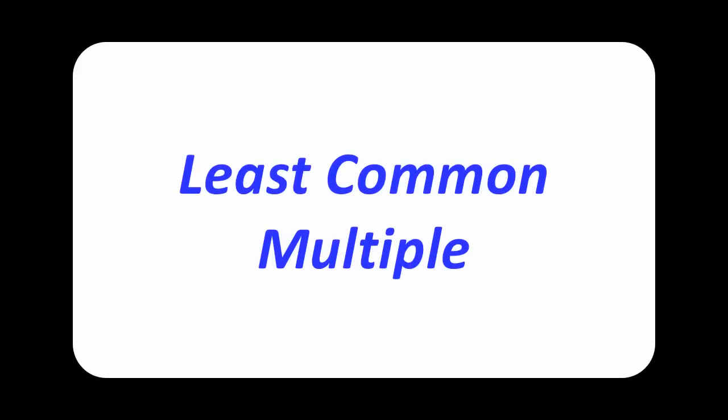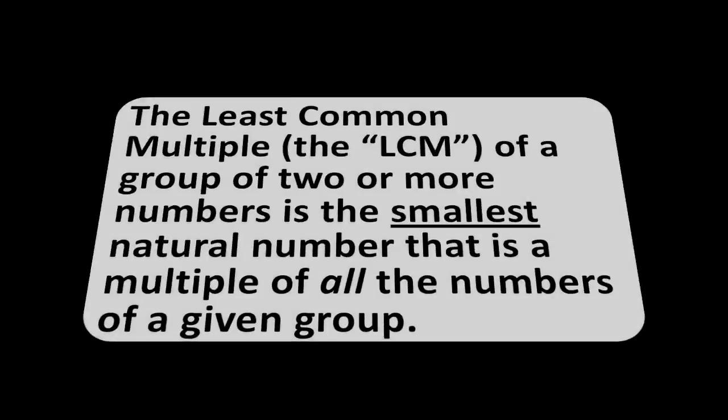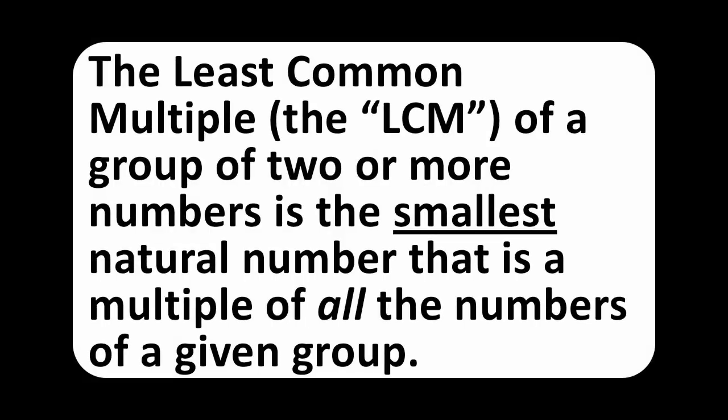Least common multiple. The least common multiple, the LCM, of a group of 2 or more numbers is the smallest natural number that is a multiple of all the numbers of a given group.